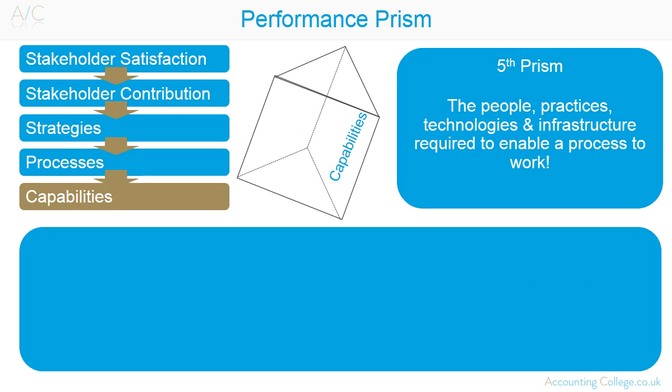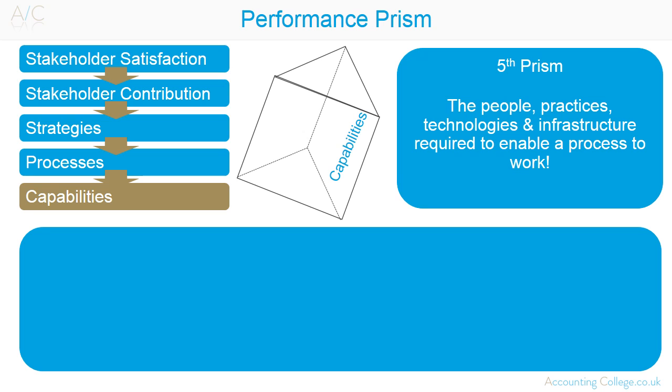Capabilities are the fifth facet of the Performance Prism. They are the people, practices, technologies, and infrastructure required to enable the process to work. It is important that the right capabilities exist within an organization in order to support the processes identified. In the capabilities facet of the Performance Prism, the organization needs to identify which capabilities are required and identify performance measures to see how well these capabilities are being performed.